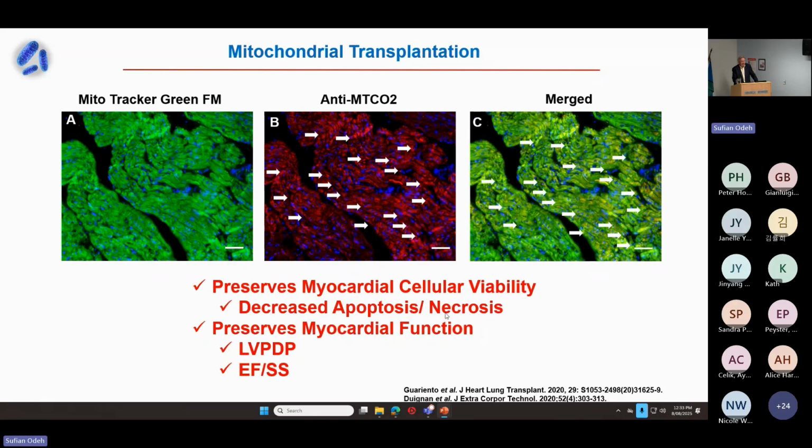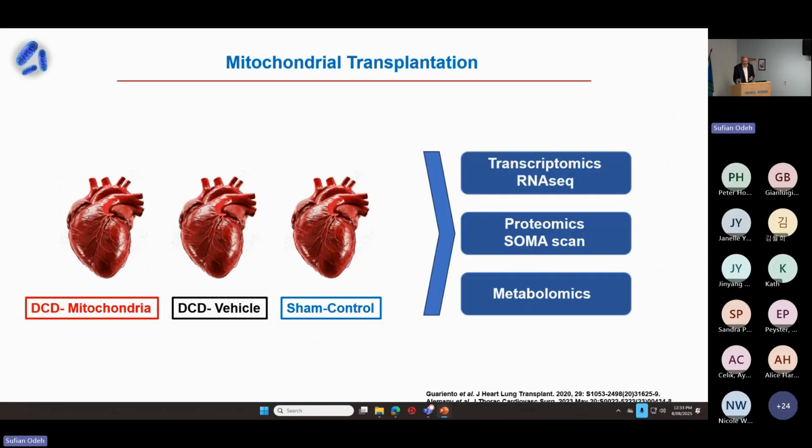So the mitochondrial transplantation does a couple of things. It preserves the mitochondrial cellular viability, and it decreases apoptosis and necrosis, and it preserves the function. So how does it do all of this? So we decided, let's look and see what are the pathways that are going on, the mechanisms. Let's look at the transcriptomics using RNA-seq, proteomics using SomaScan. You can use whatever you wish. We've used other procedures, and look at the metabolics.